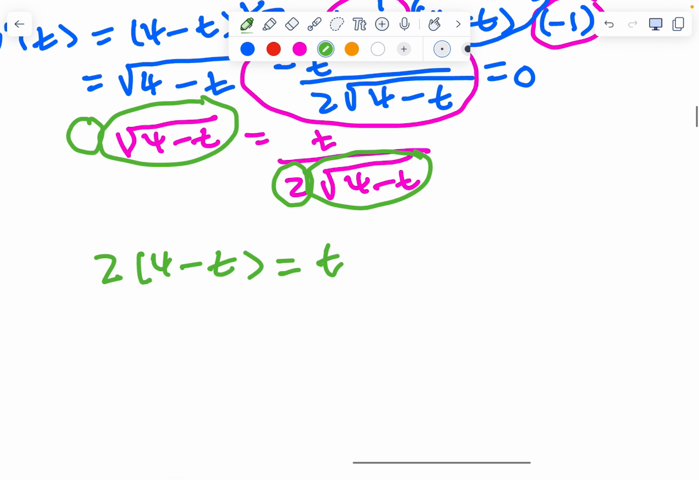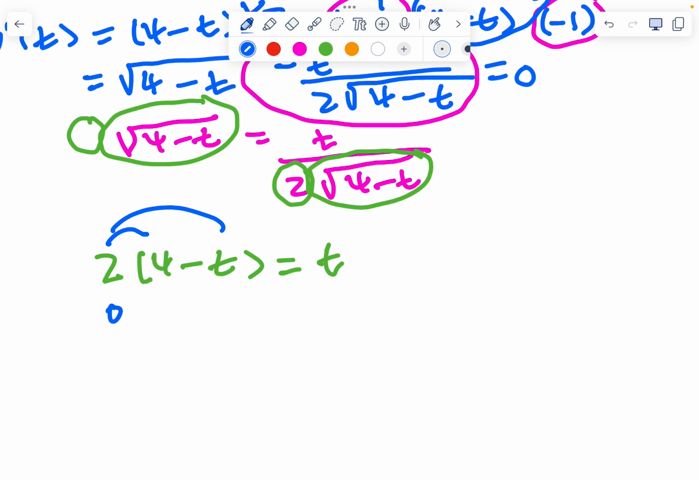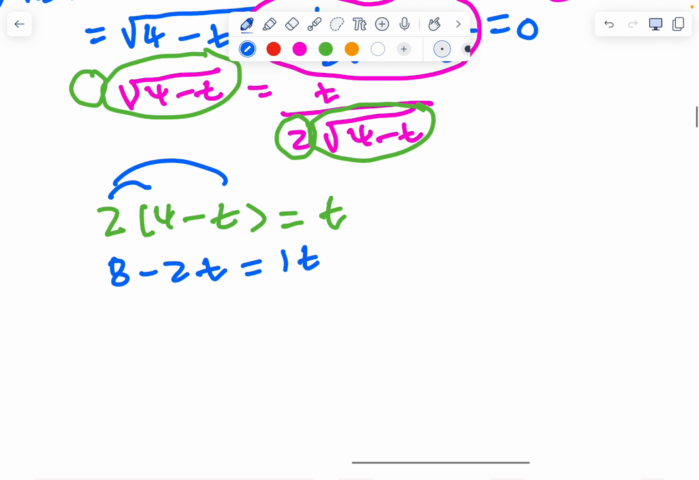Yeah. Yep. So let's apply our algebra skills and do our distribution. How many is my first? 8 minus who? 2t is equal to 1t. If you want to write 1, go for it. Okay? And then we're going to add 2 on both sides. So we have 8 is equal to, how many t when I add 2t? 3. 3t. And then we then have divided by 3, so 8 over 3.